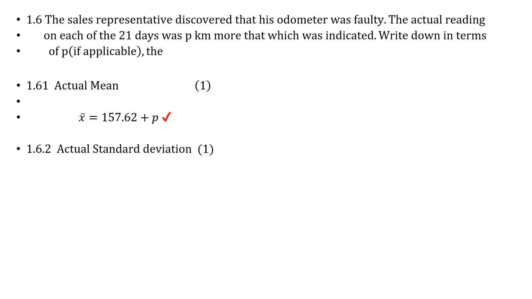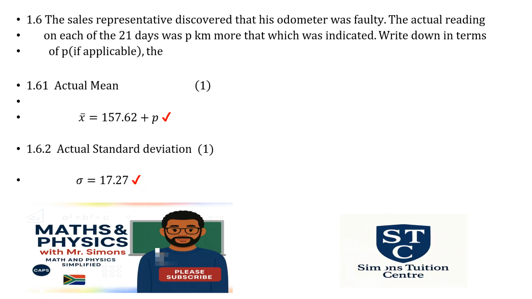If we say actual standard deviation, p there, because I'm saying x minus the mean squared, etc., it will actually have no effect on the standard deviation. So the standard deviation should stay 17.67 if I'm not mistaken, or 17.27. Right, so the standard deviation would stay the same.